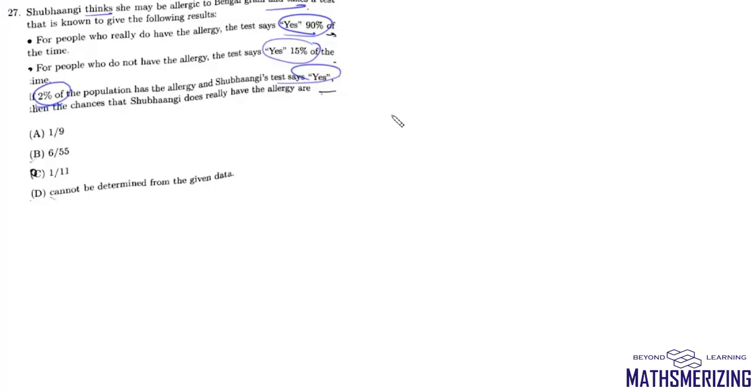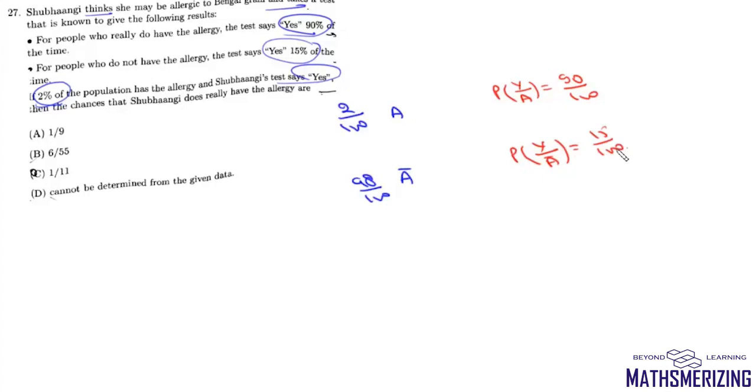Now this person can have the allergy or not have the allergy. So what is the probability of having the allergy? The probability of having the allergy is simply 2 by 100 and not having the allergy is 98 by 100. Now the probability that the report confirms yes if the person has the allergy is 90%, so it will be simply 90 by 100, and the probability that the report confirms yes if the person doesn't have the allergy is 15%, so there will be 15 by 100.